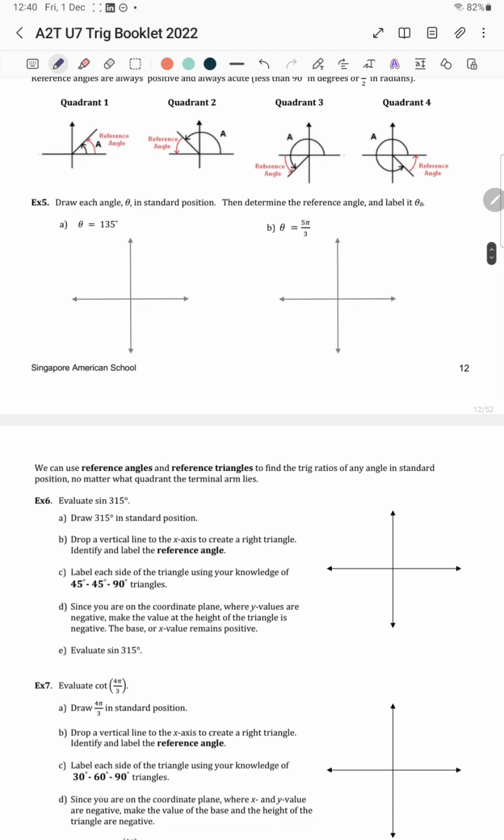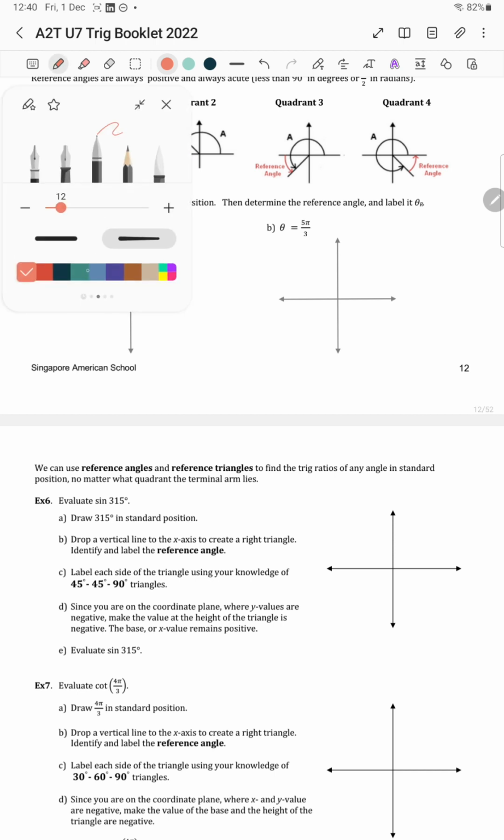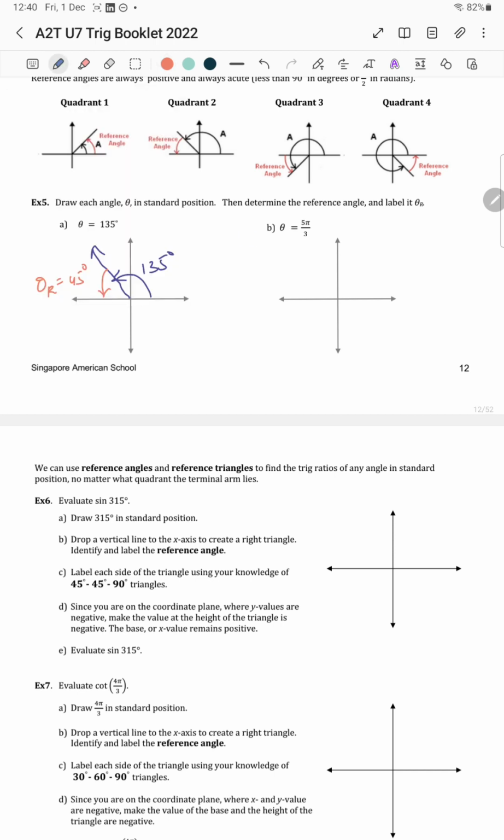Draw each angle theta in standard position. So we can draw 135 degrees. And what will be the reference angle? The remaining 45 degrees will be theta r. Similarly, if we draw 5 pi by 3, this one is pi by 3, which is theta r.